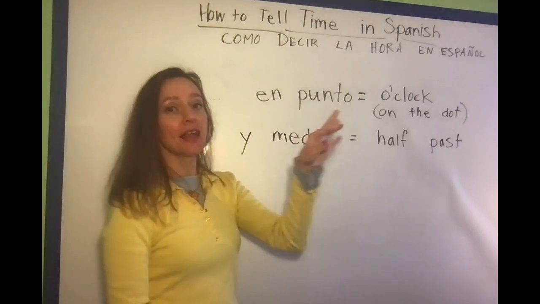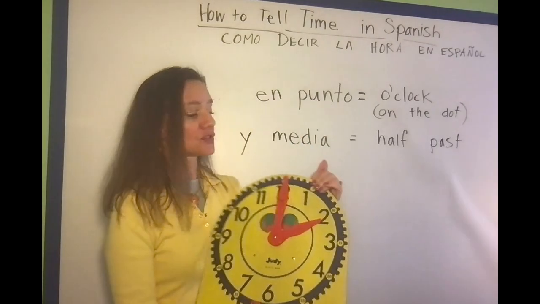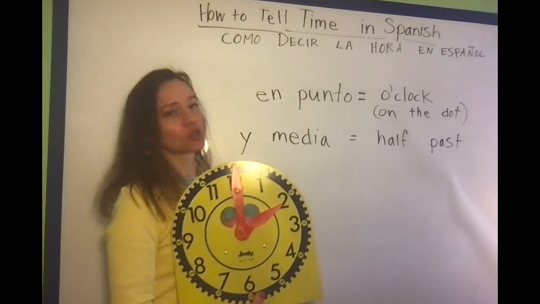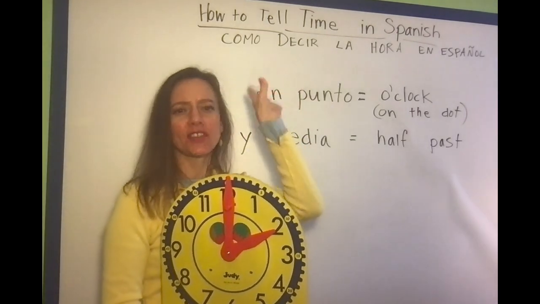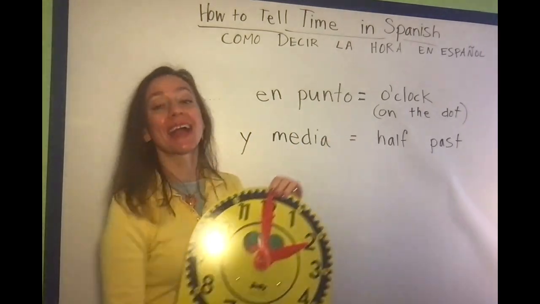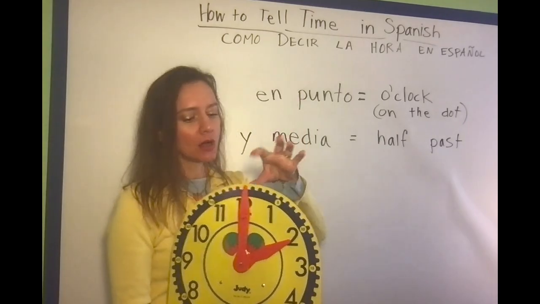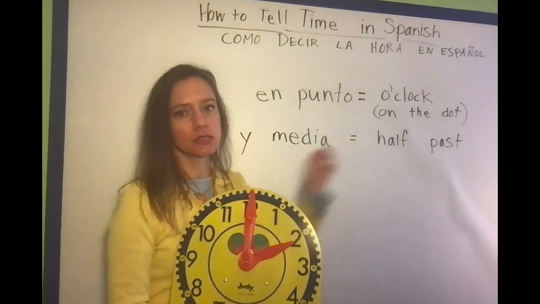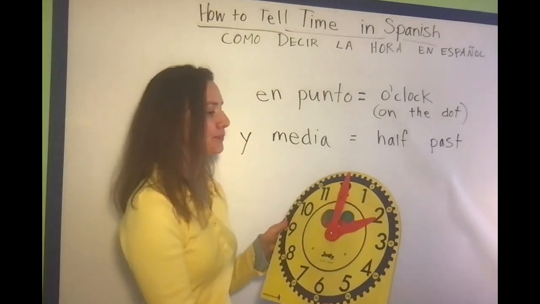First of all, to say like a clock, when we want to say it is 2 o'clock, son las 2 en punto. Basically, it's like saying on the dot. Son las 2 en punto, or es la 1 en punto. 2 o'clock, in English we say o'clock, or we say on the dot, like exactly at that time.